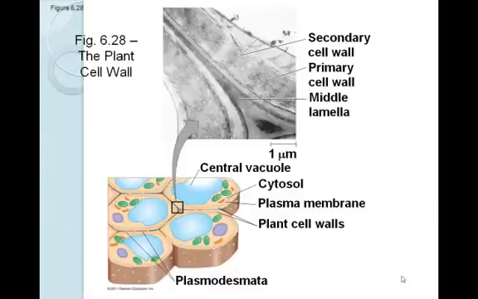The plant cell wall is made of cellulose and is located outside the plasma membrane. The function of the cell wall is to provide strength and support to the cell. Plant cell walls are joined together through their middle lamella and may form secondary cell walls for additional strength and rigidity, such as those in woody plants.